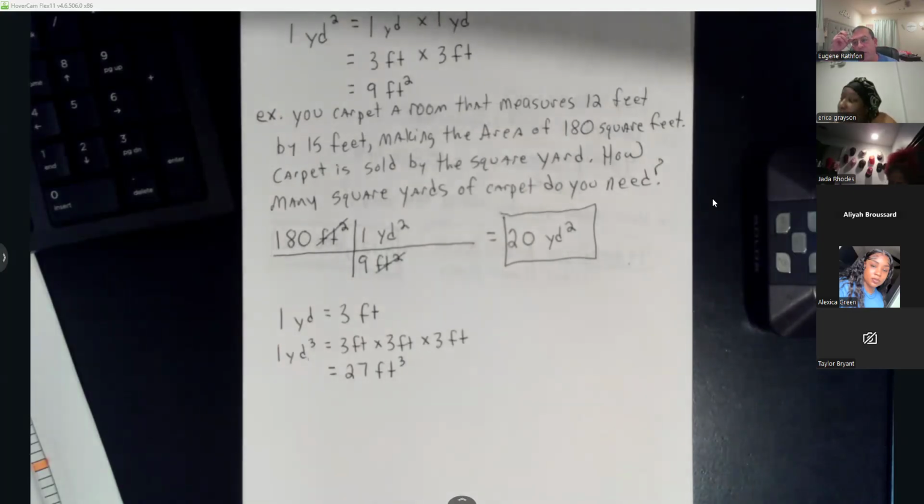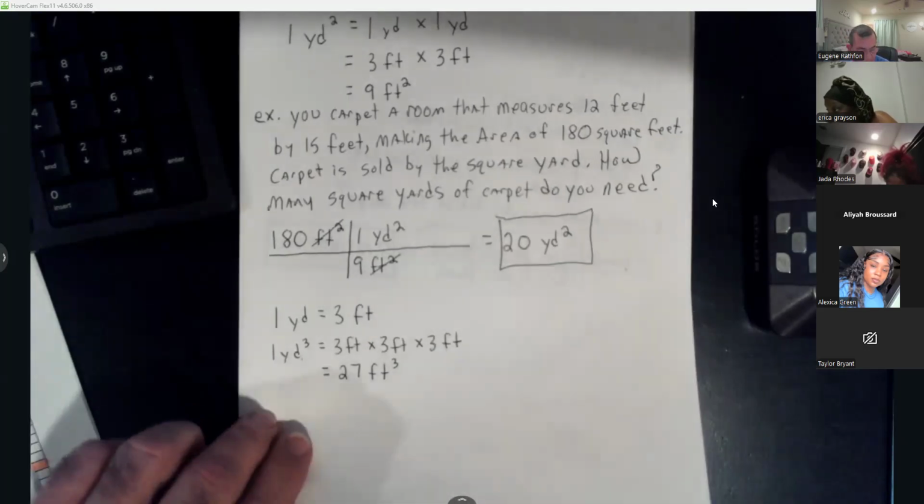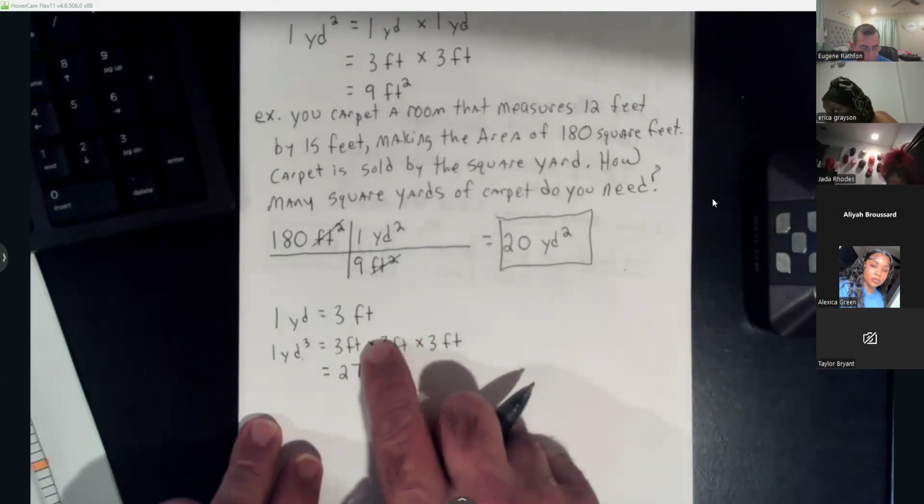Okay, so when you're dealing with cubes, you're dealing with the volume of something. The length times the width times the height. Okay? So y'all, let's go to the next page and we'll do an example dealing with cubic.